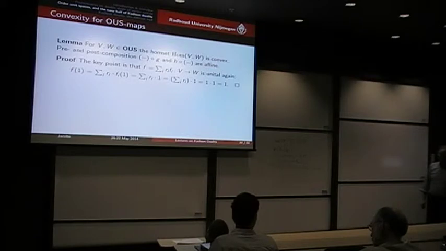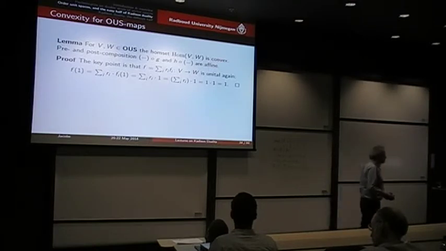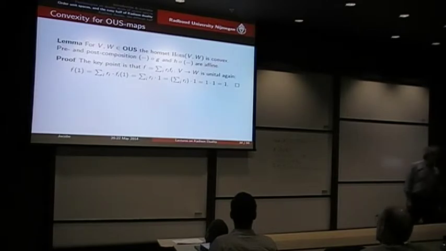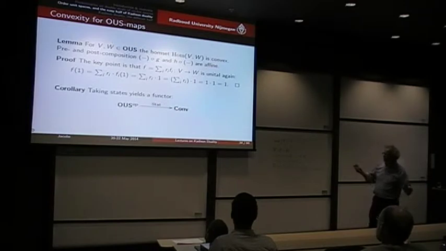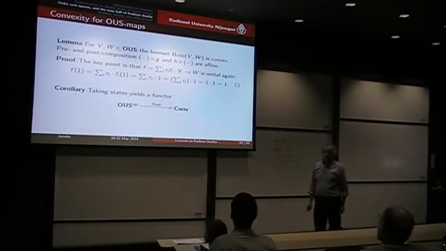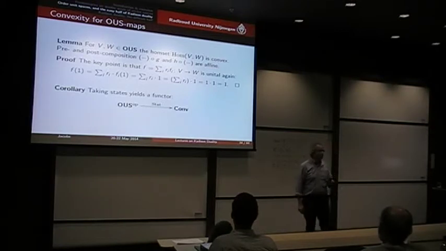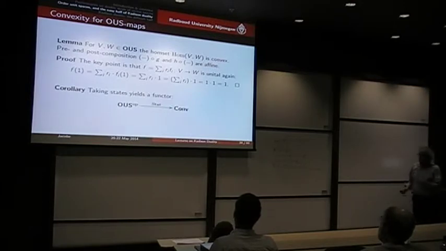Because pre- and post-composition preserve these convex sums, I'm inclined to say that it's enriched over convex sets, but frankly I don't know if tensors exist of these order unit spaces. As far as I know, they don't. Anyway, we do get a functor like this from the opposite of order unit spaces to the convex sets, because states, remember, are just the hom-sets into the unit numbers. So it's a special case of this more general lemma here.